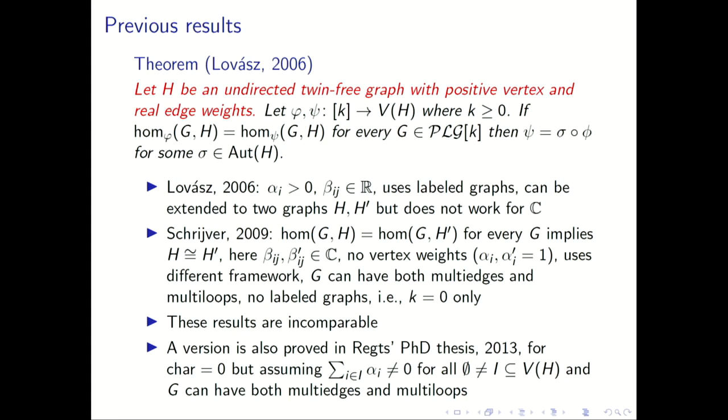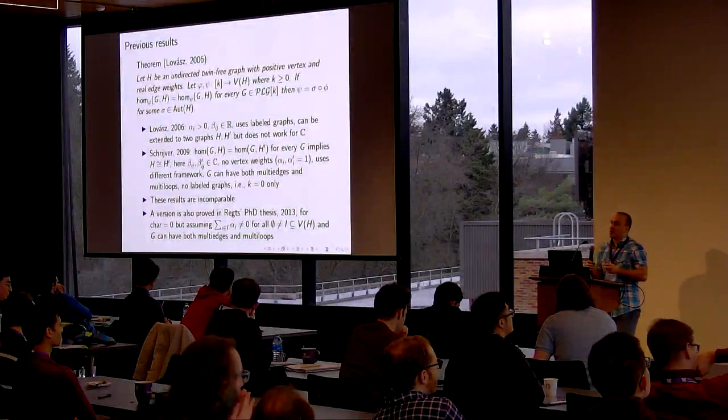Namely, his result deals with partition functions of graph homomorphisms for complex edge-weighted graphs, but no vertex weights. However, in his paper, he uses a slightly different framework. In particular, he allows left-hand side graphs to have multi-loops, and this particular result is formulated and shown only for unlabeled graphs and doesn't generalize to labeled ones from his proof. And so the results by Lovász and Schrijver are incomparable.